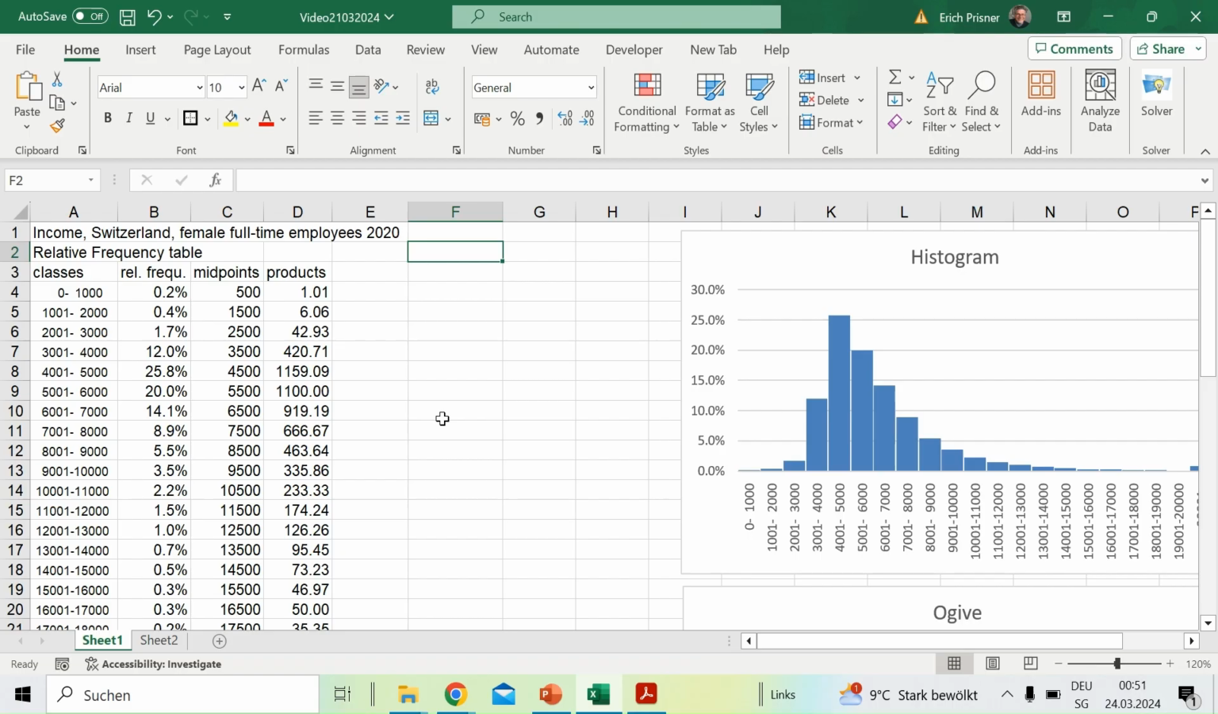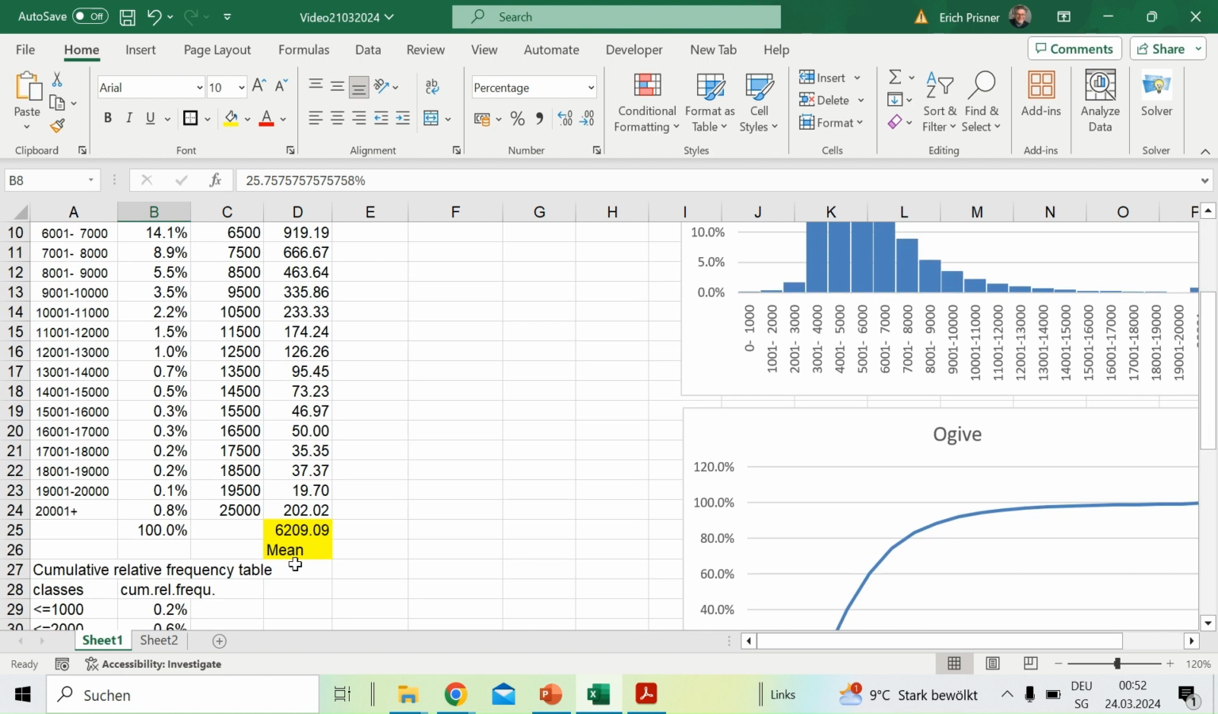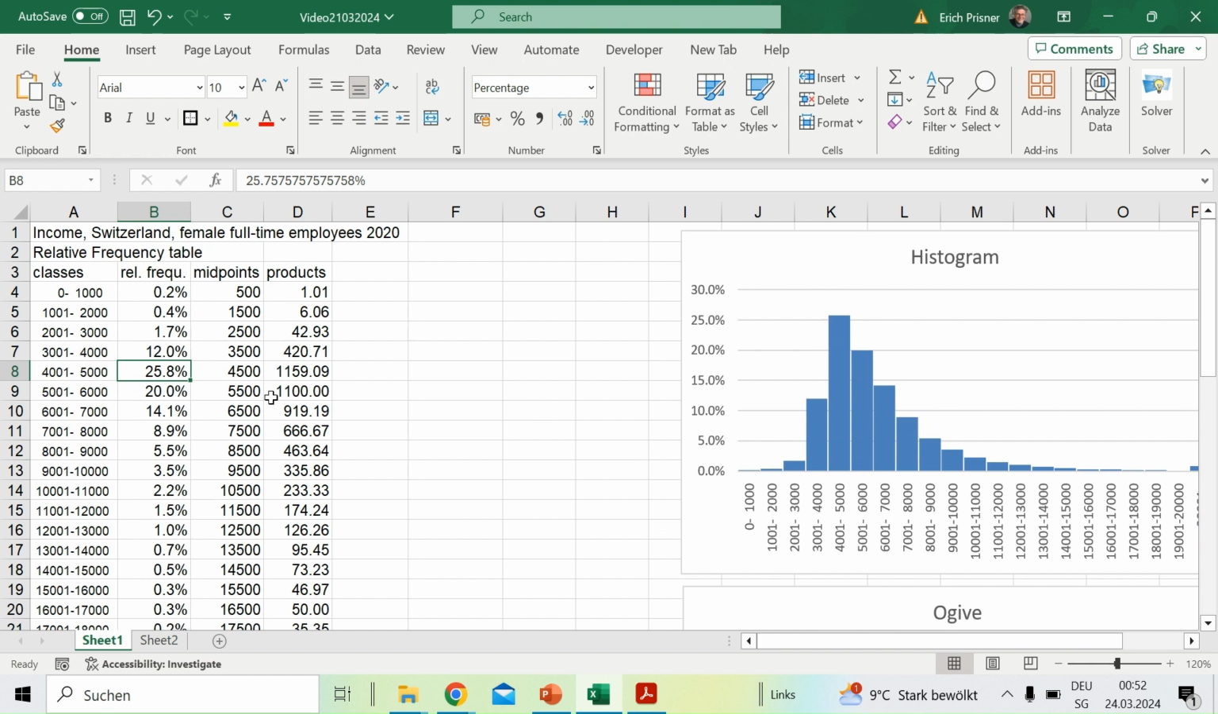So remember again, this is the data we have. We look at the income distribution of Switzerland. Here is an example of female full-time employees in 2020. We have the classes on the left. For instance, 12% of all female full-time employees in Switzerland get between 3,001 and 4,000 Swiss francs per month. So this is the monthly income in terms of groups and brackets. And here are the relative frequencies. So we start with this relative frequency table. And these two parts have been used for the mean. Remember again, this is from part 2.